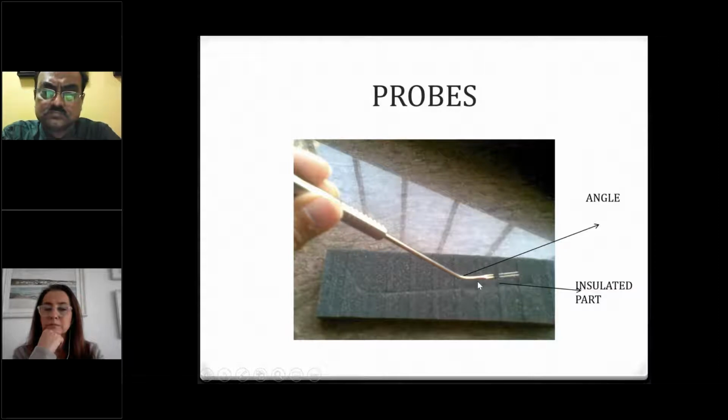So this is one of the probes. There are similar probes like the tongue base probe, which is nearly perpendicular, the turbinate probe, which is nearly horizontal, and the tonsil probe, which is also very similar.